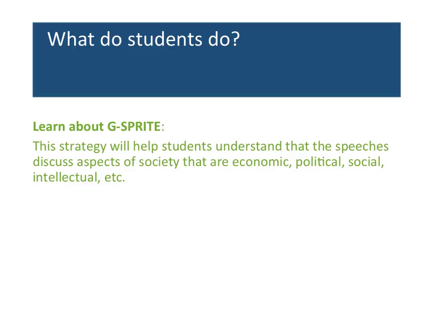One of the things that they are going to learn in this lesson is about G-Sprite. G-Sprite is a strategy that helps students understand the speeches in terms of those different societal functions that we have talked about before. G stands for geographic, S stands for social, P for political, R for religious, I for ideological or intellectual, T for technological, and E for economic.